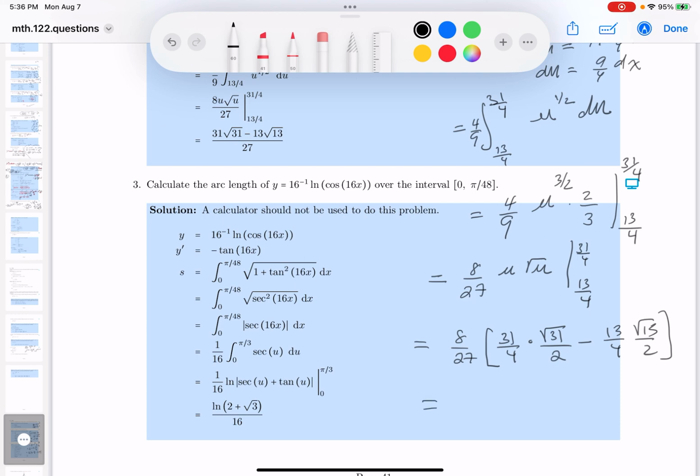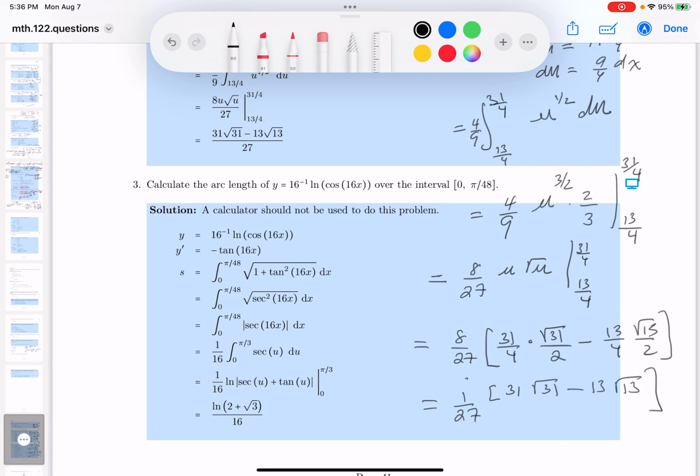All right, certainly maybe I'm a little bit too retentive, but I do want to do the arithmetic over here. I notice the denominator is 8. It's going to cancel as I get 1/27. Again, 4 times 2 is 8. The factor 8 on top is going to cancel that. So what we're left with is 31 root 31 minus 13 root 13.